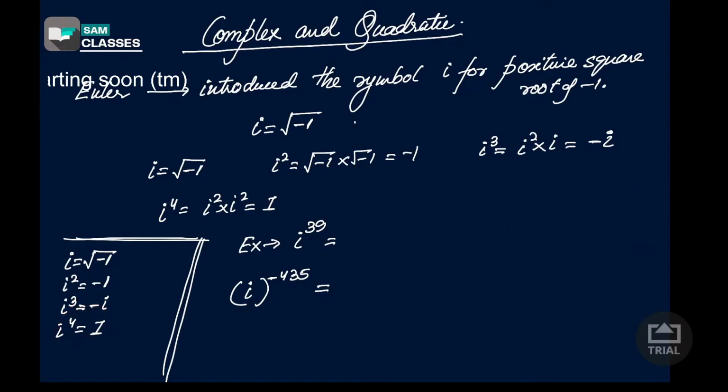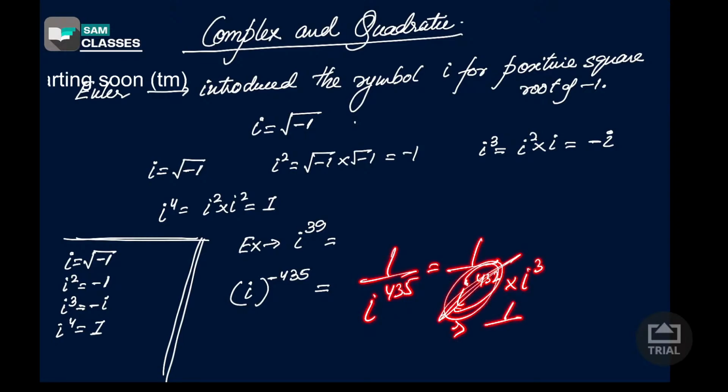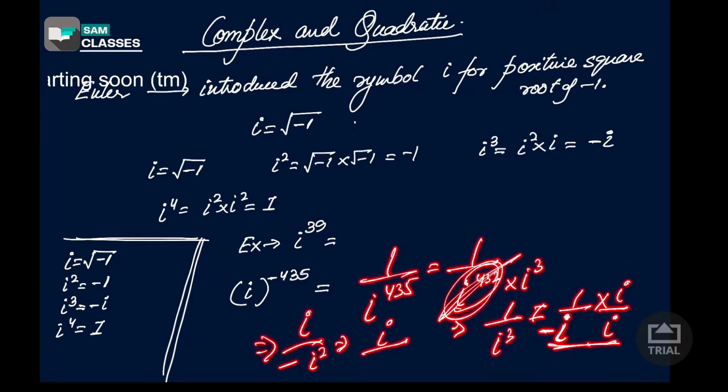Second one, same: 1 by i power 435. So that is equal to 1 by i power, what is the next nearest to it? 432 into i cube, correct. So this 432, a power of 4, vanishes. So 1 by i cube, and that is equal to 1 by minus i. Now we don't want to keep i in the denominator, so multiply i and i, top and bottom. You'll get i on top, and down you will have minus of i square. i by i square is what? Minus 1. So minus 1 into minus 1, vanished. So the answer will be i, correct.